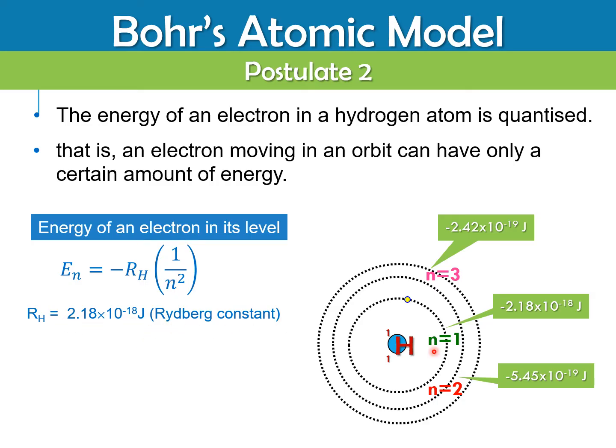N dekat sini adalah energy level lah, ataupun kita boleh panggil dia sebagai principal quantum number. Kalau kita nak kira energy of electron dalam level n is equal to 1, masukkan Rydberg constant dan n dekat sini 1, so dapatlah value ni.